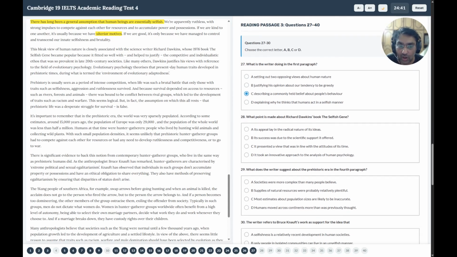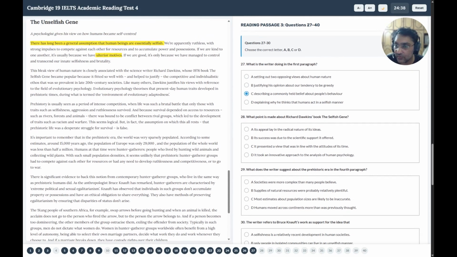What point is made about Richard Dawkins' book, The Selfish Gene? Okay, Richard Dawkins' The Selfish Gene became popular because it fitted so well with and helped to justify the competitive and individualistic ethos that was so prevalent in the societies. So this is a reason. Lay in the radical nature of its ideas. Success was due to the scientific support. Justifies his view in reference to the... no, the view that was in line with the attitudes of its time. Ethos, attitude, innovative approach, analysis. No.